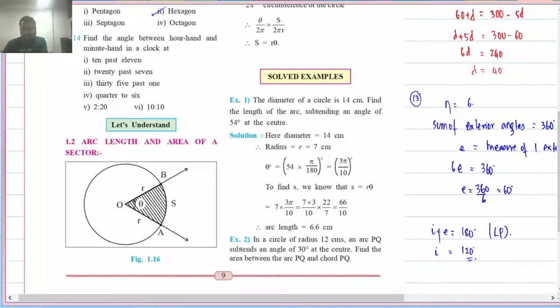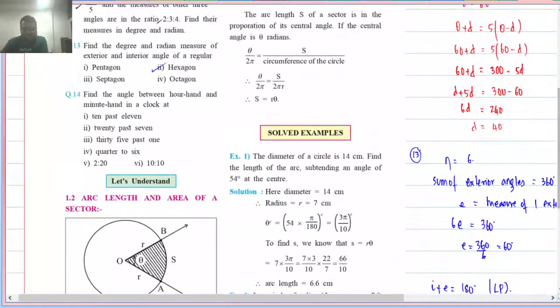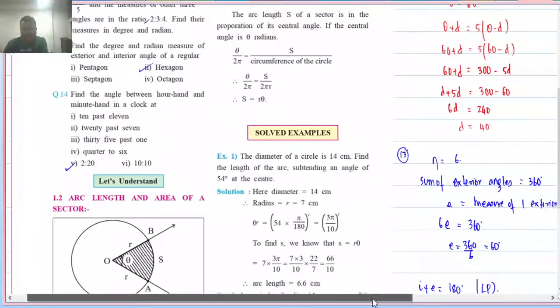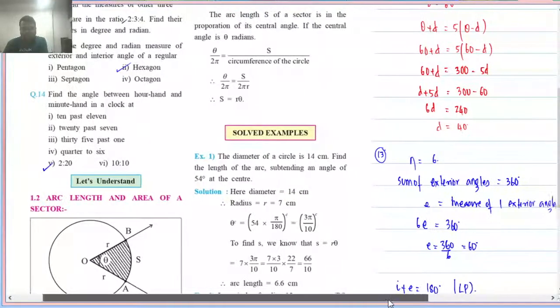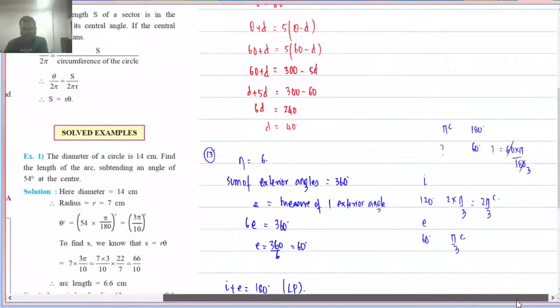Okay. The angle between the hour hand and the minute hand of the clock at 2:20. I'm just going to do one question. 2:20. Fine. We have done many questions like this. Two we have done, actually not many. But still, the concept is clear. So we will do one question, 2:20.